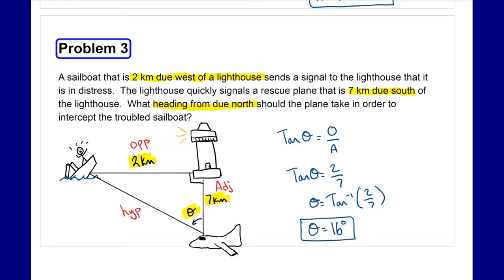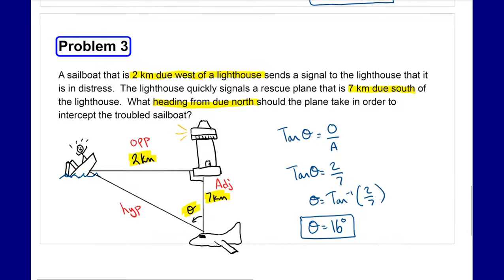So that means that our plane should be flying 16 degrees west from north, or west of north. So basically, we look at north, we go 16 degrees west. That's the heading our plane should be flying in order to reach our sailboat.